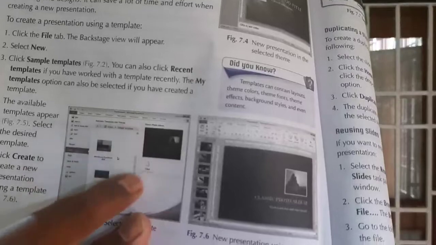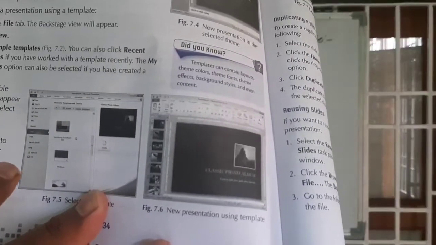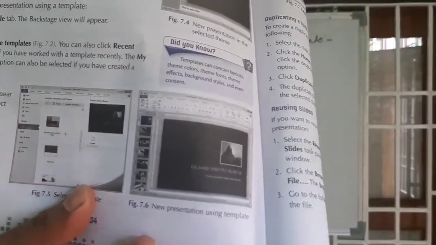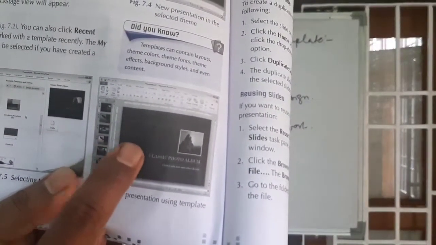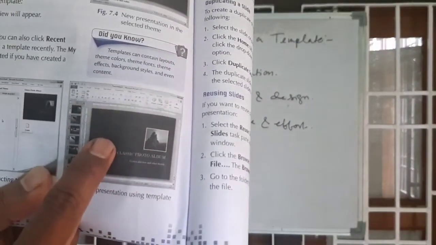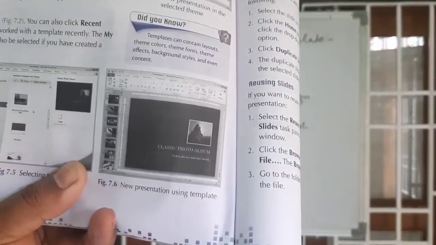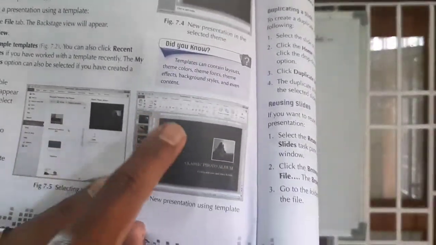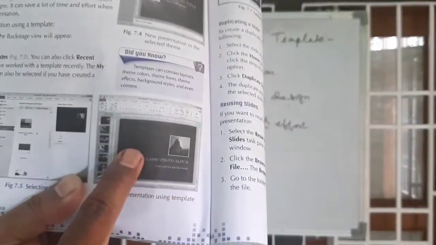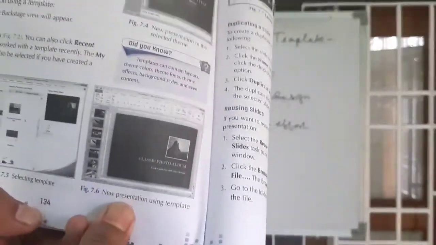These are the sample templates available in this area. After that you select a particular template. For example, I select this template, so just click here, and after that this template will be available in the presentation screen as the selected template. In this way you can easily select any template from the sample templates and use it in your presentation. I think you understand these things. This is figure 7.5 and 7.6. You can see chapter page number 134.